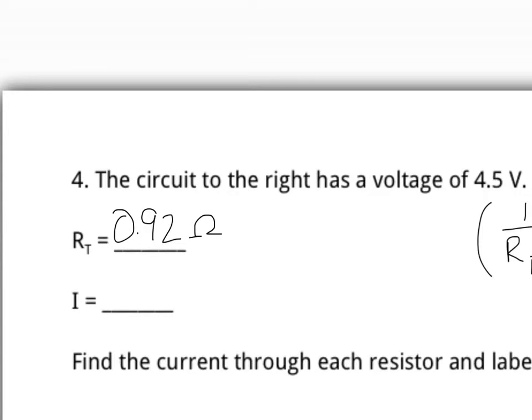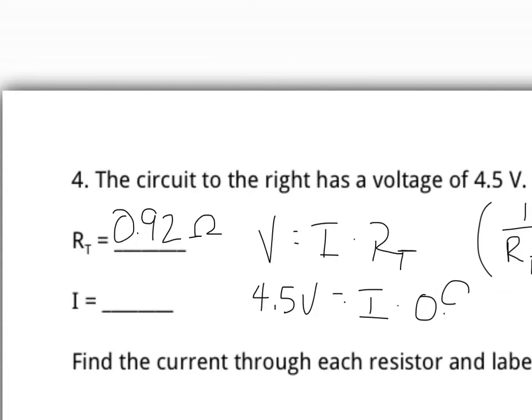Similarly as before, it's V equals I times R, where R is the total resistance when there's more than one resistor. So we knew that there was 4.5 volts present here. We're looking for the current based on 0.92 ohms of resistance. That gives us a value for the current of 4.89 amps.